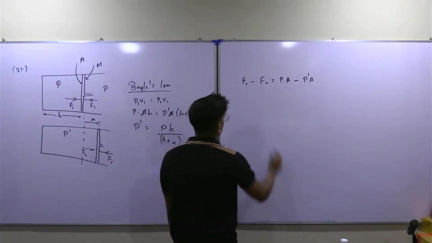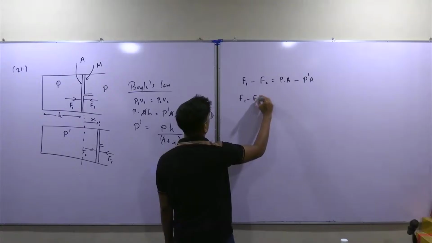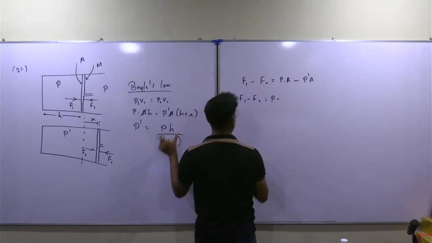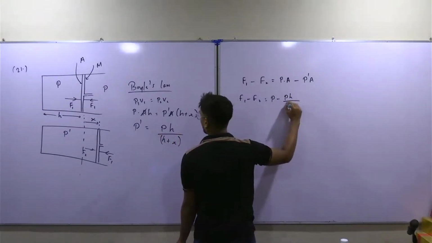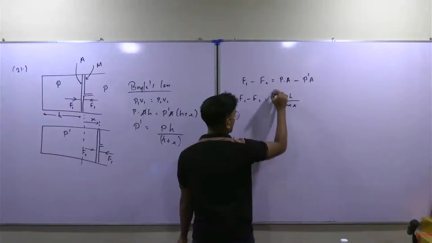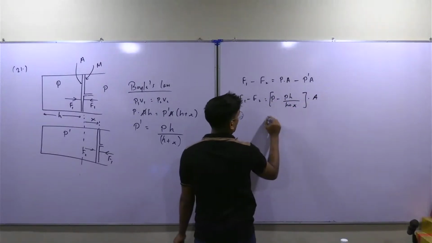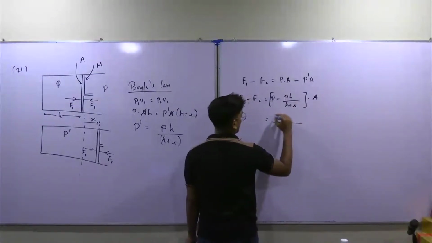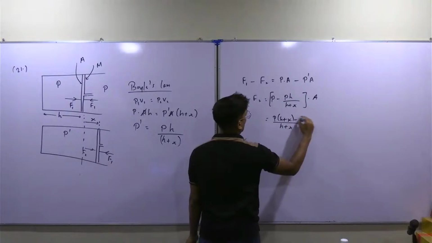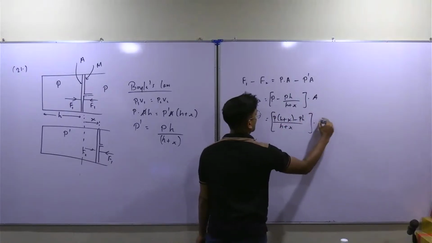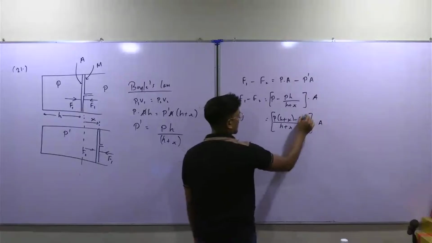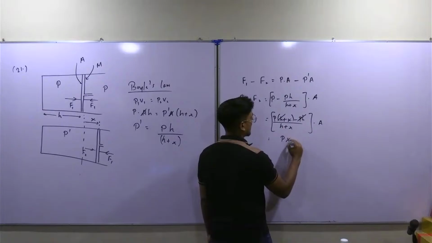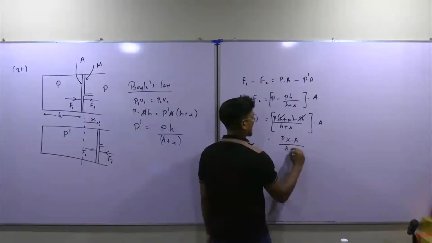So now you can simplify. Now you have F1 minus F2 equals, you can take A out, so you have P minus P dash. From Boyle's law, P dash is PH over H plus X, right? And there you have A. And you can take the common denominator. When you take the common denominator, you have H plus X, P times H plus X minus PH, times the area. Minus PH will be gone. So you have PX times A over H plus X.